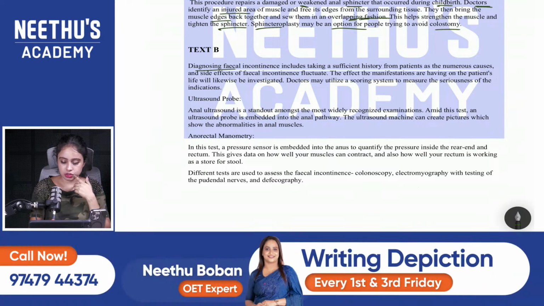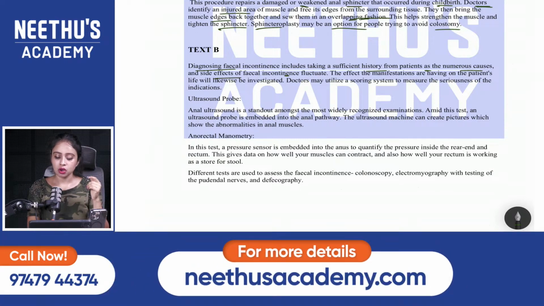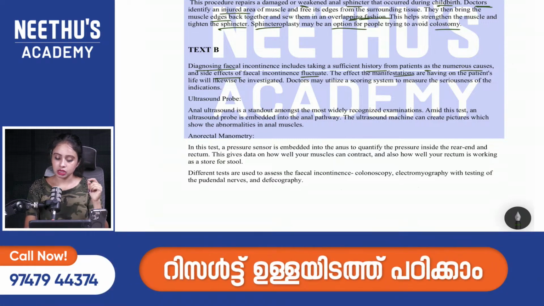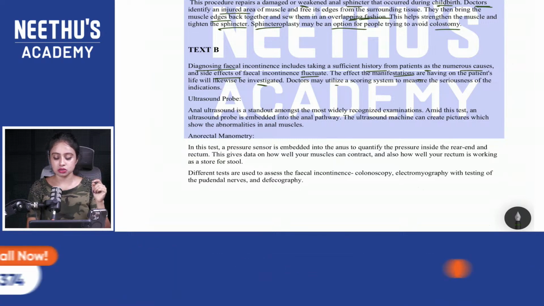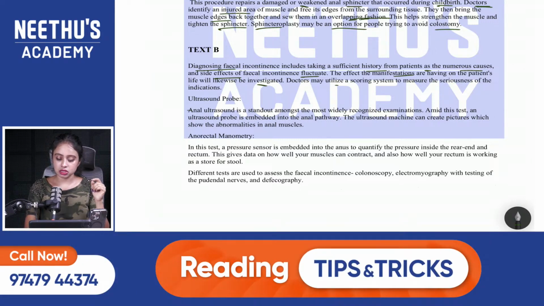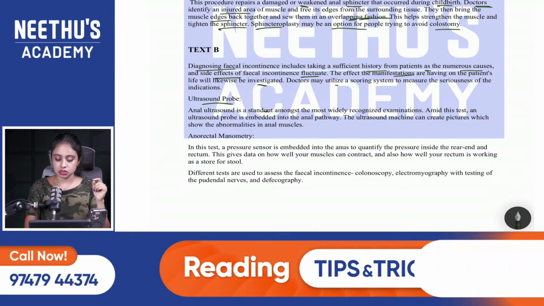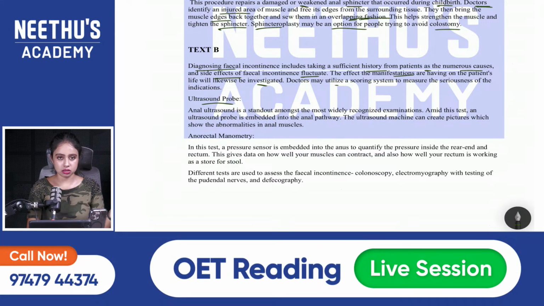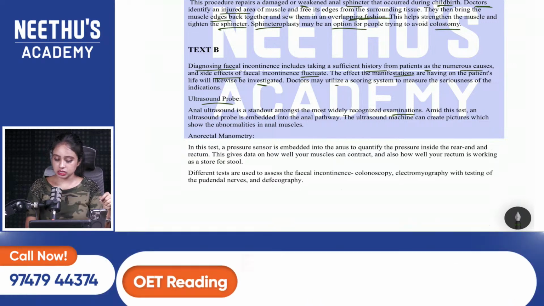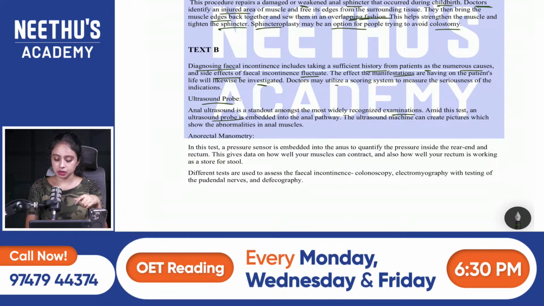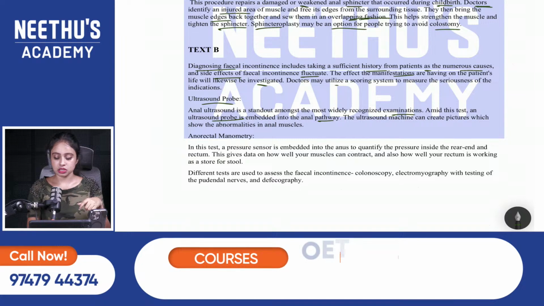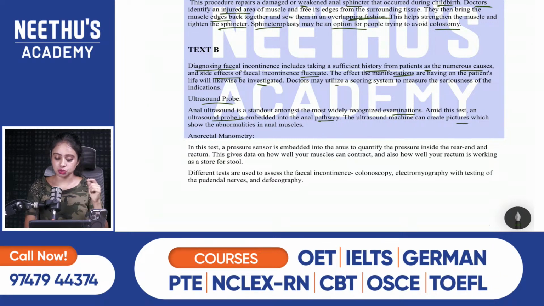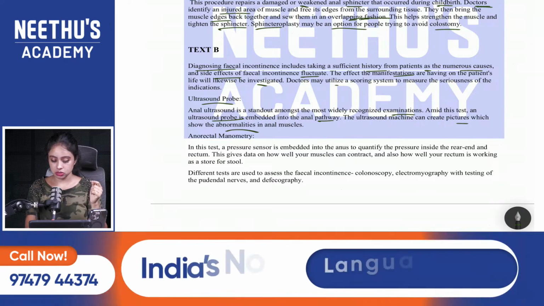Fecal incontinence diagnosis includes taking sufficient history from a patient, as the numerous causes and side effects of fecal incontinence fluctuate. The effect that the manifestations are having on the patient's life will likewise be investigated. Doctors may utilize a scoring system to measure the seriousness of the symptoms. Anal ultrasound is a standout amongst the most widely recognized examinations. Amidst this test, an ultrasound probe is embedded into the anal pathway. The ultrasound machine can create pictures which show abnormalities in anal muscles.